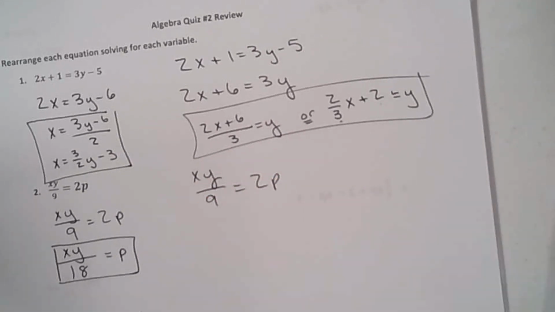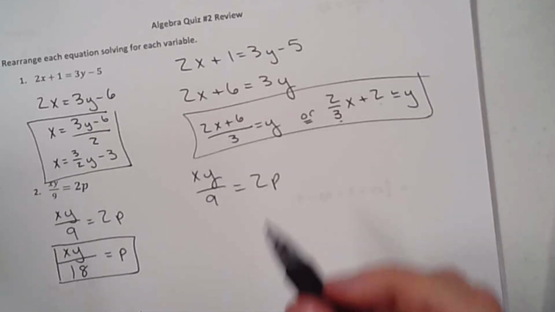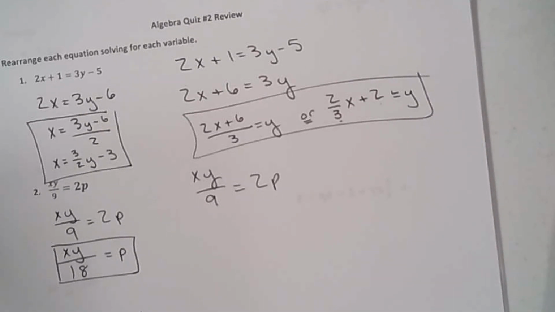Is the 2p bothering the x? No. What's bothering the x? The divides by 9 and the times y. When we want to make a better world, the first thing we do is we look for the division, right? Is there division? Yes. Then we get rid of it. How do we get rid of division? Multiplication.